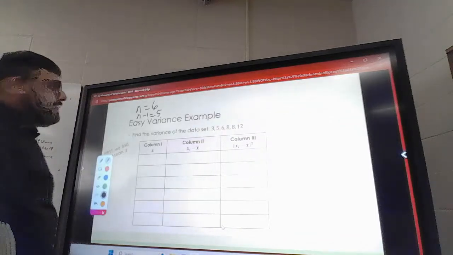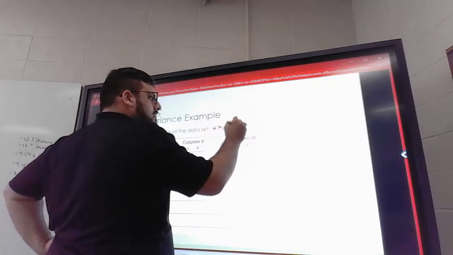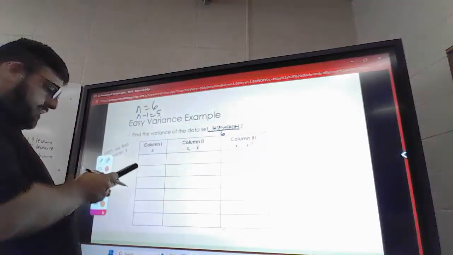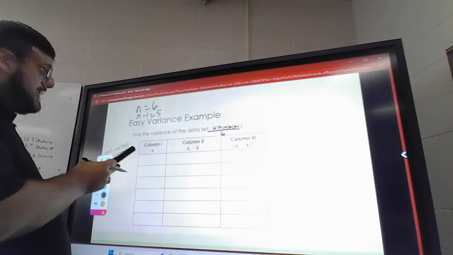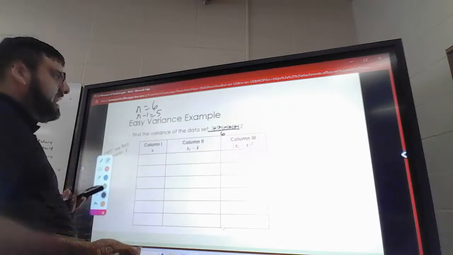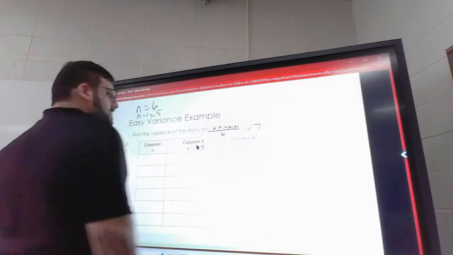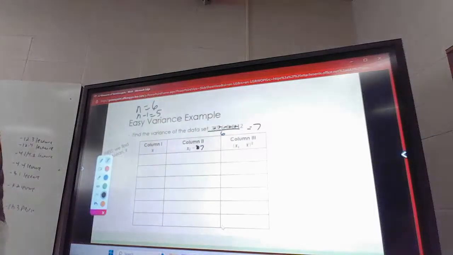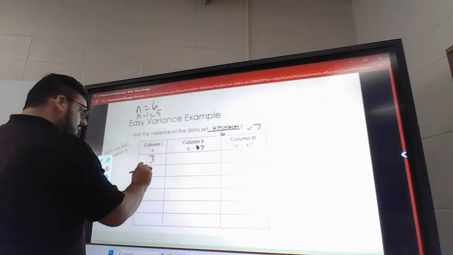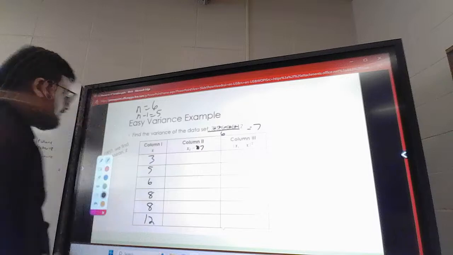Okay? So here's my numbers. I'm going to add all these up, divided by 6. So that's 3 plus 5 plus 6 plus 8 plus 8 plus 12. That's 42. Divide that by 6, I get 7. So with each value in this set, I'm going to subtract 7 from it. So I'm going to put all of my values in this first column here. 3, 5, 6, 8, 8, 12.